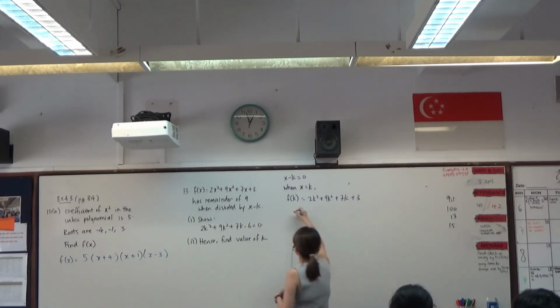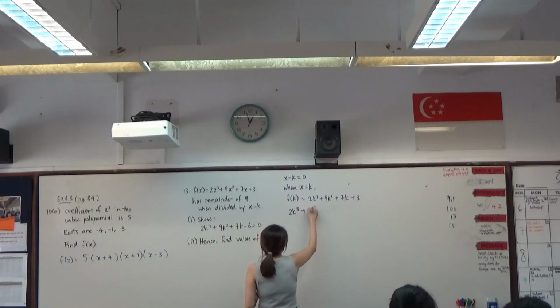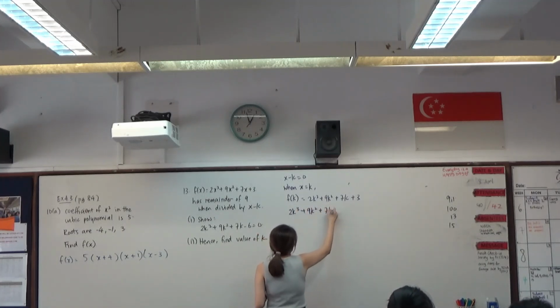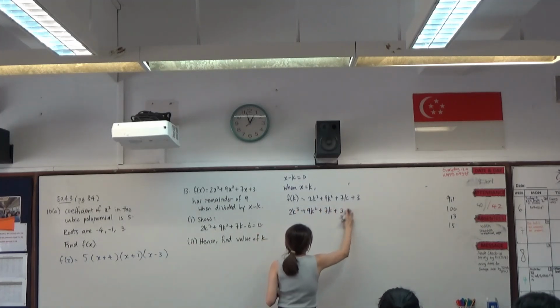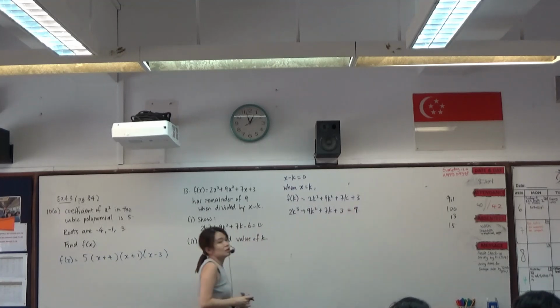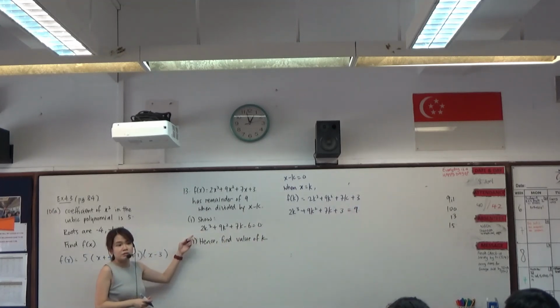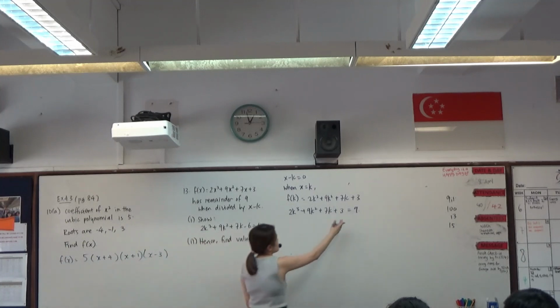So this will be equal to 9, right? Okay, equal to 9. Are we close to getting this? Yes, right? So we just have to bring the 9 over and then we can show already.